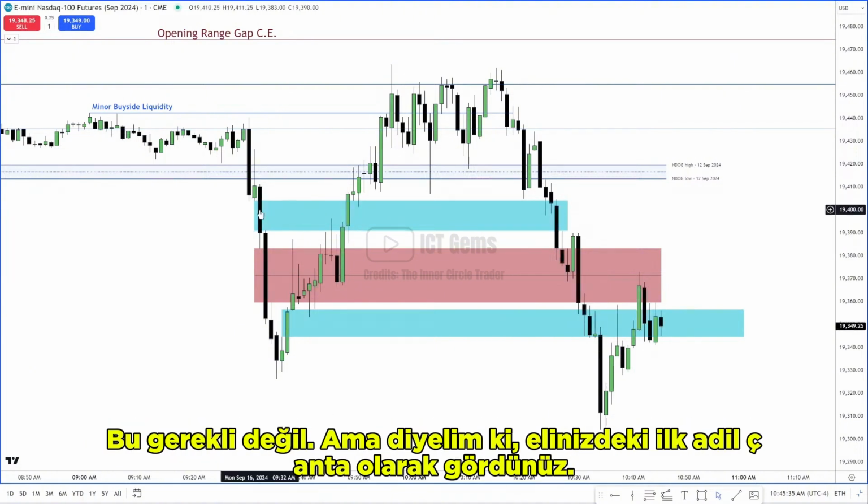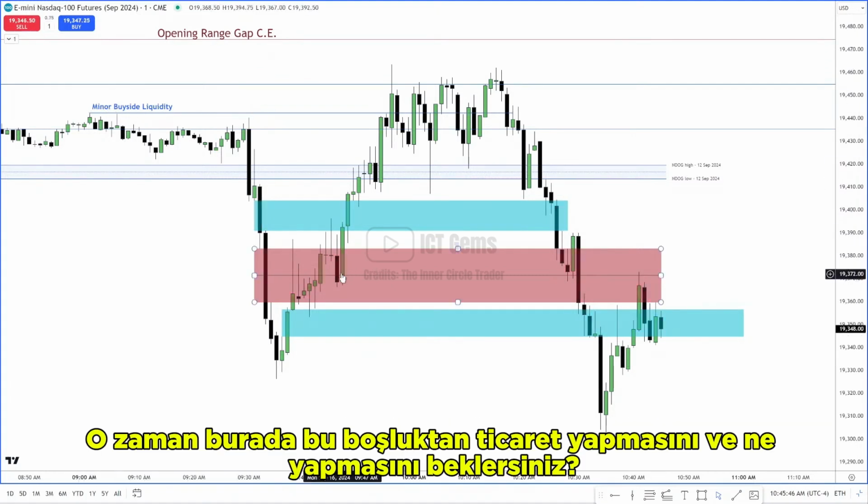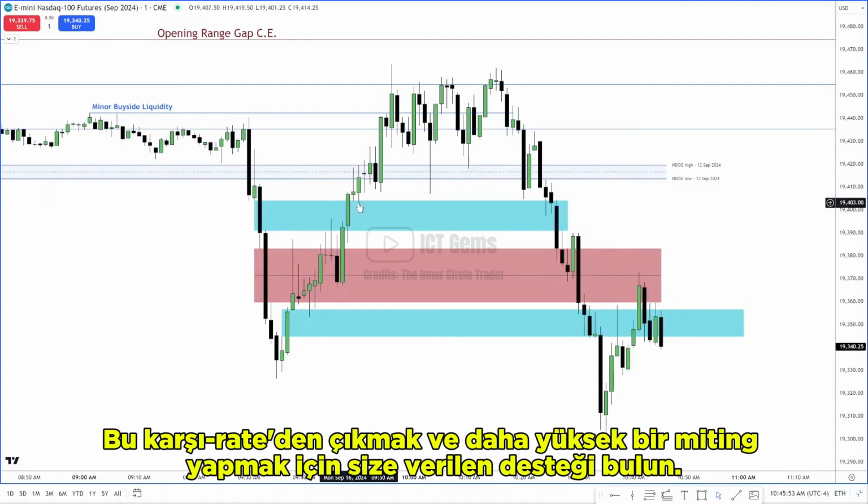But let's just say that you saw it as the first fair value gap, and we're expecting it to trade up to the opening range gap consequent encroachment midpoint and attack these smooth highs. Well, then you would expect it to trade through this gap here and do what? Find its support, treat it as a discount array, and rally higher.